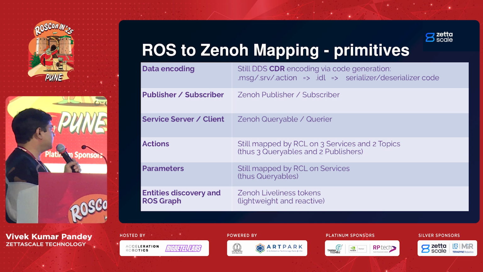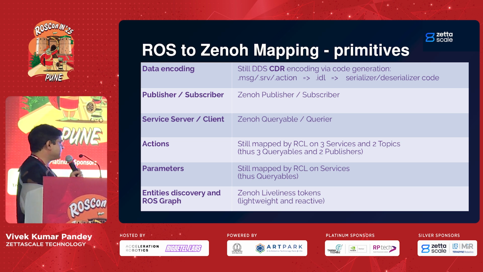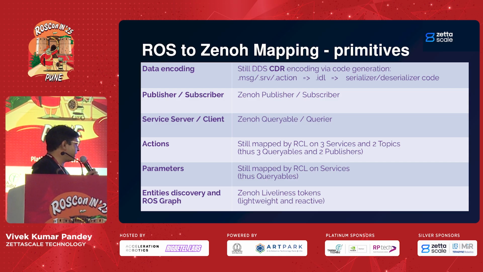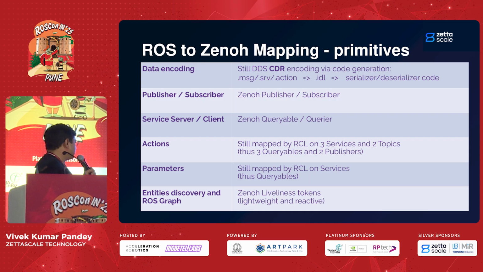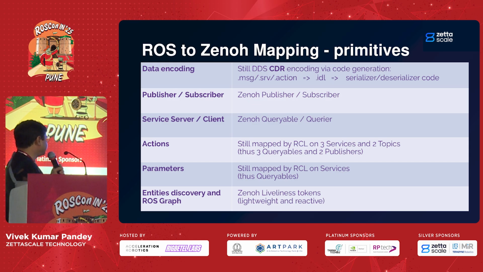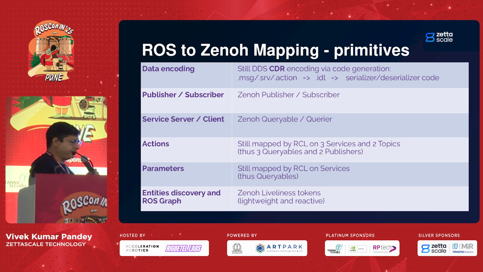For ROS 2 actions, which rely on 3 services and 2 topics, we map the 3 services to 3 queryables, and the 2 topics to 2 publishers. The parameters are still implemented by the RCL services, so with Zenoh, we map them to queryables. And Zenoh has a concept of liveliness token, so you can assign a liveliness token to all the DDS entities. For entity discovery and the ROS graph, we map to the Zenoh liveliness token.